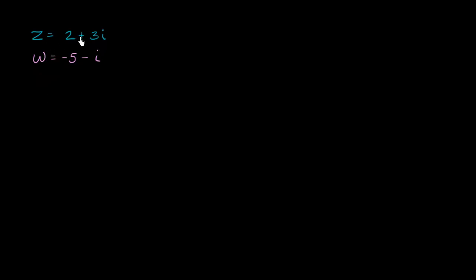So we have two complex numbers here. The complex number z is equal to 2 plus 3i, and the complex number w is equal to negative 5 minus i. What I want to do in this video is to first plot these two complex numbers on the complex plane, and then think about what the distance is between these two numbers on the plane, and what complex number is exactly halfway between these two numbers.